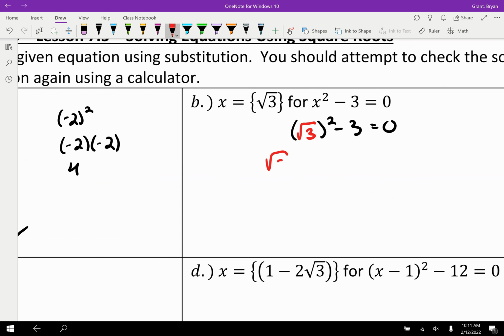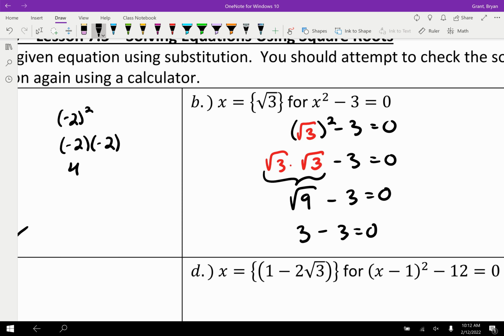And instead you said, oh, this is the square root of 3 squared. That means the square root of 3 times itself. And you're right. And then square root of 3 times square root of 3 is square root of 9. We should know we can multiply the inside of square roots. And then what is the square root of 9? Well, that's just 3. And I bet we can see that 3 minus 3 is 0.